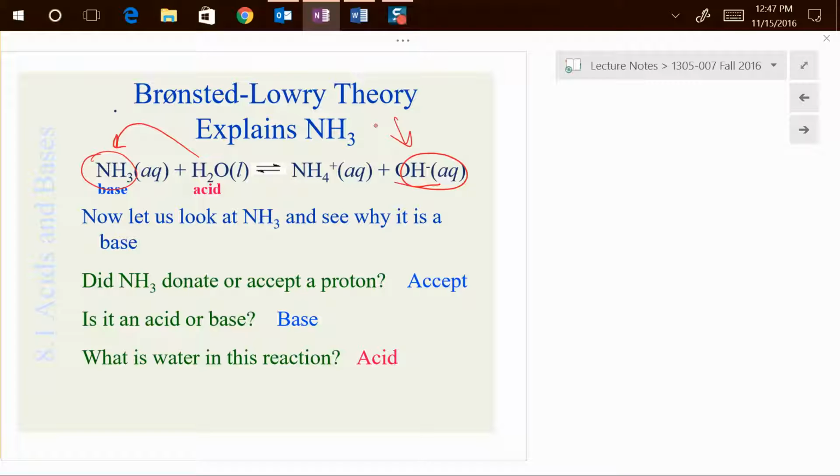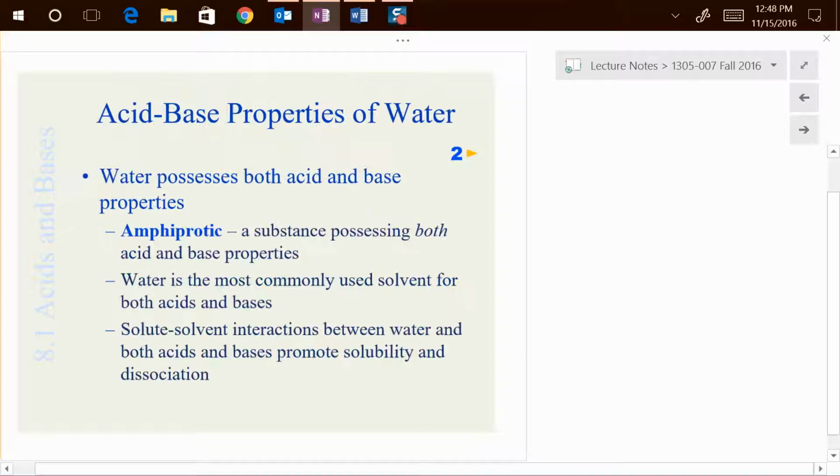Okay, so NH3 did what? It accepted a proton, therefore it is a base. Water is the acid because it donated the hydrogen, the proton. So as you can see, water possesses both properties of acids and bases depending on what you're reacting it with. If you react water with an acid, water will act as a base. If you react water with a base, it will act as an acid.